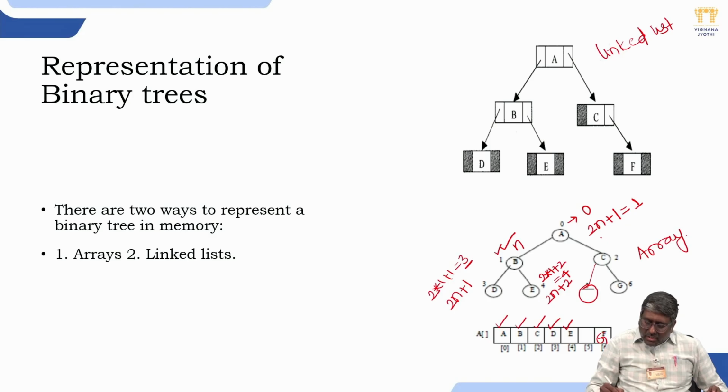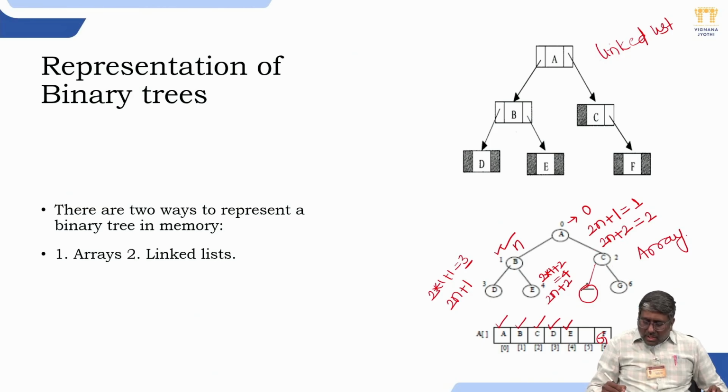And similarly for the root node, the right child is at the second position. Here we can get the right child by using the equation 2n plus 2. So here n is equal to 0, so the right child is at the second position. In a similar way we can calculate the left child position and the right child position in the given array.